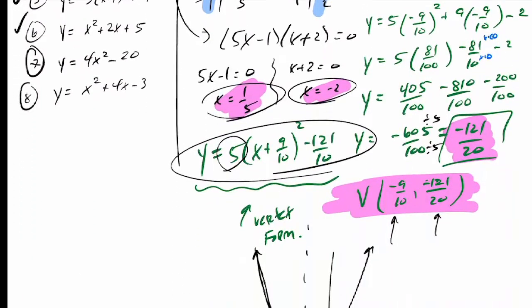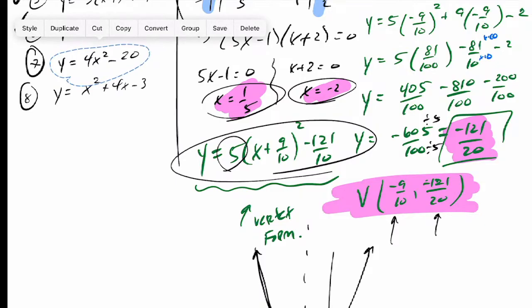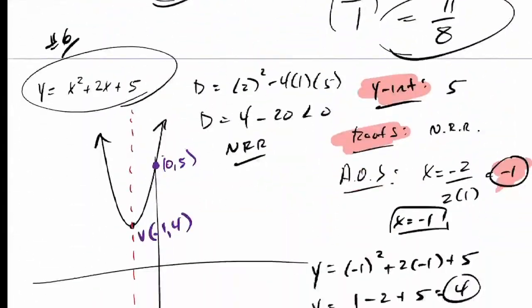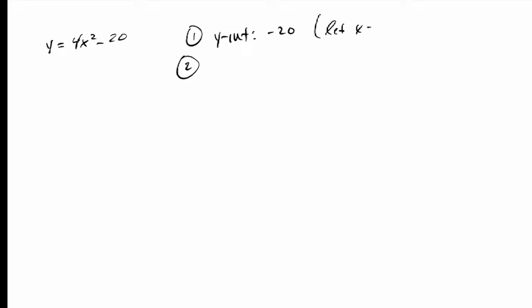All right, number 7. For number 7 here, the y-intercept is negative 20. Again, how I did that is just let x equal 0. If you let x equal 0, then that cancels off the 4, and you've got negative 20 for your y-intercept.